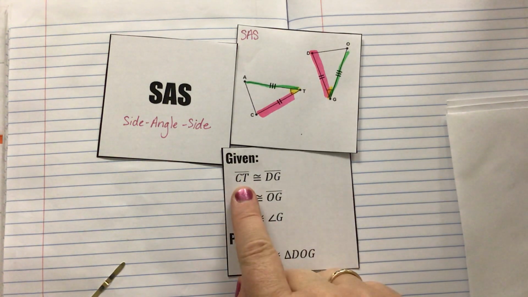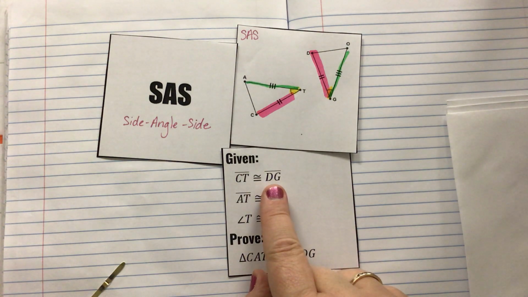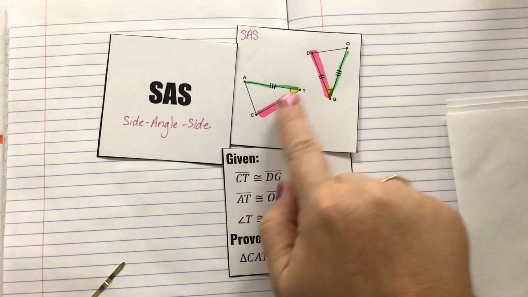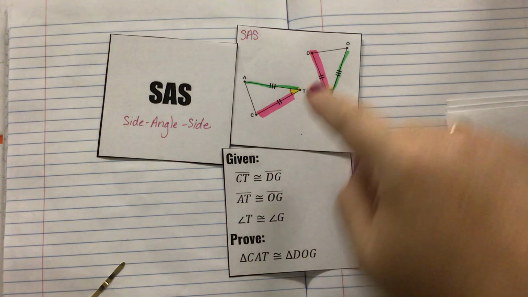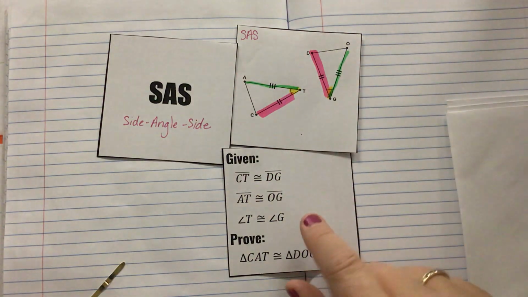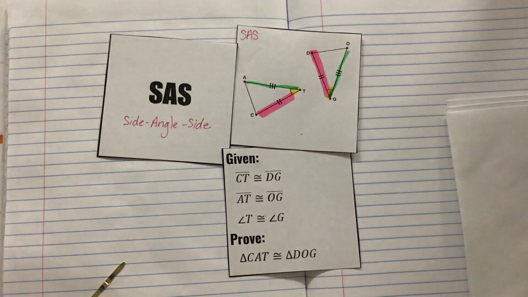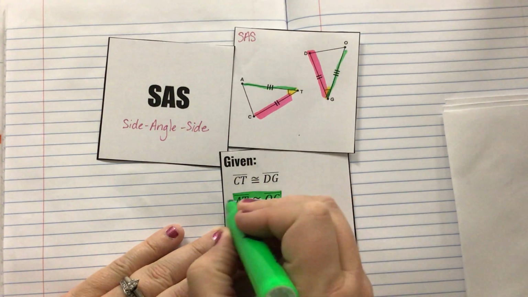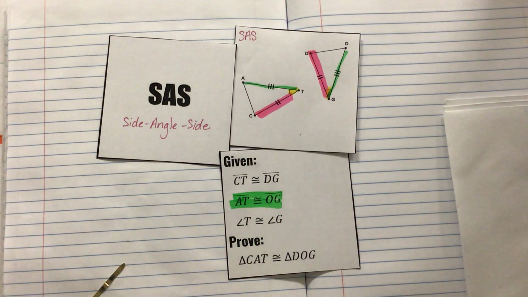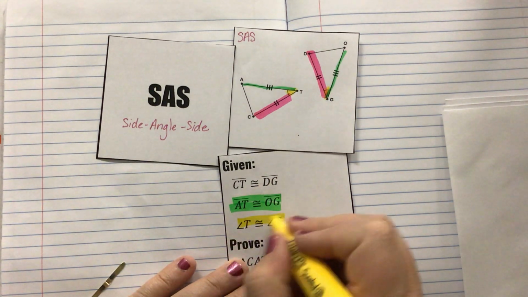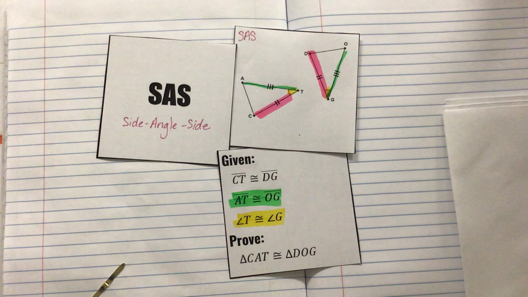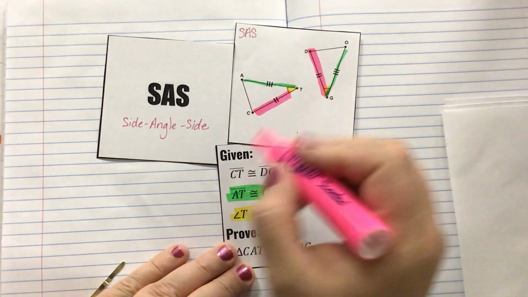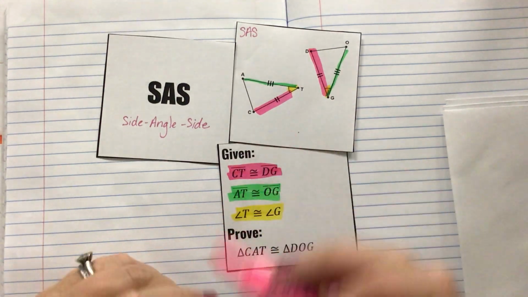So is CT congruent to DG in my picture? CT, DG, yep. AT is congruent to OG in my picture, yep. And angle T is congruent to angle G. So again, AT congruent to OG. If you're color coding things, I had that as green. Angle T congruent to angle G, I had that as yellow. And let's see, I had a pink here, right? So segment CT was congruent to segment DG in green.